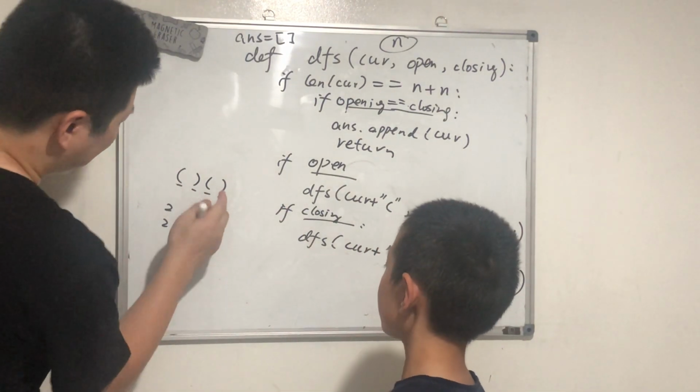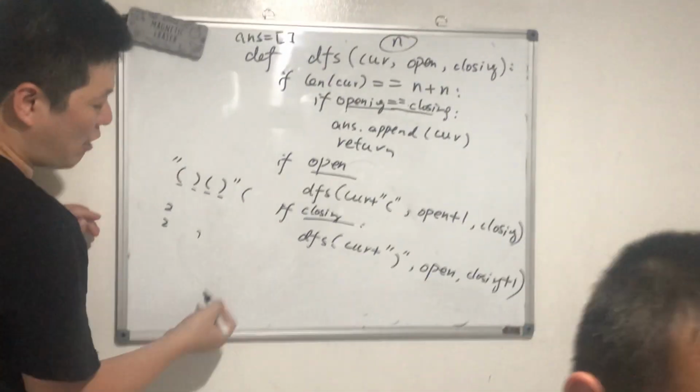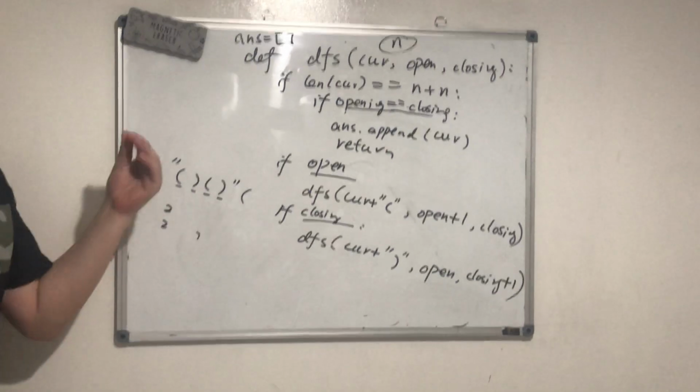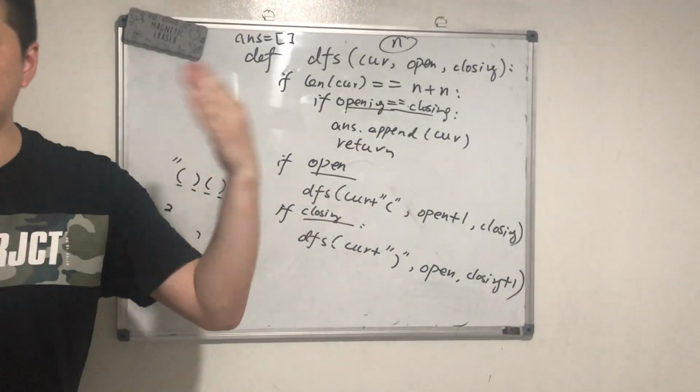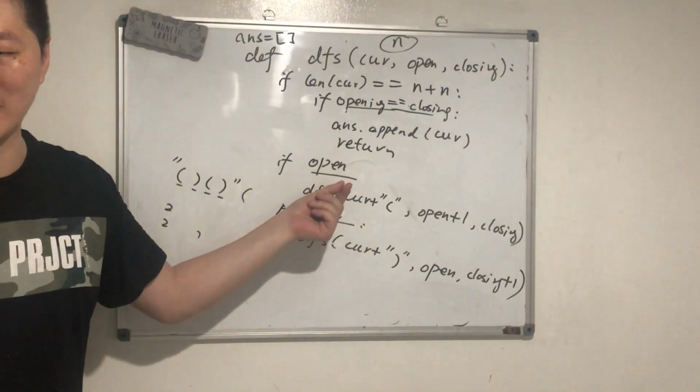No. What I'm saying is the current is equal to that. And I can put an opening, that's for sure, yeah? At any case, I can always start with the opening. There's only one condition where I cannot start with the opening. Why is that?